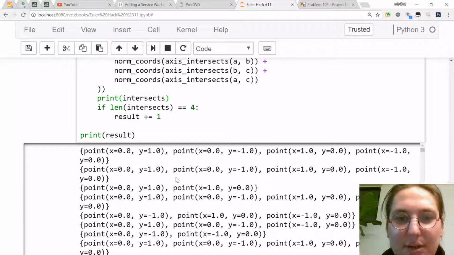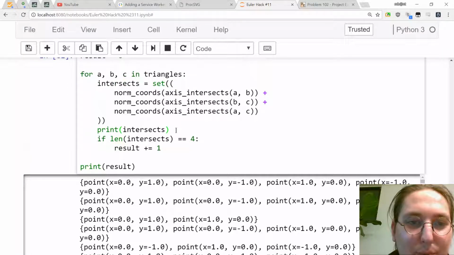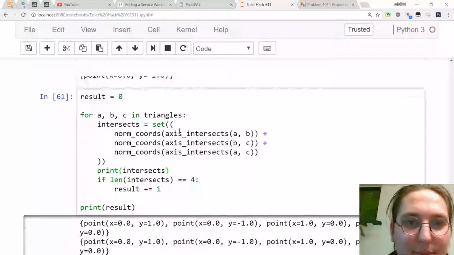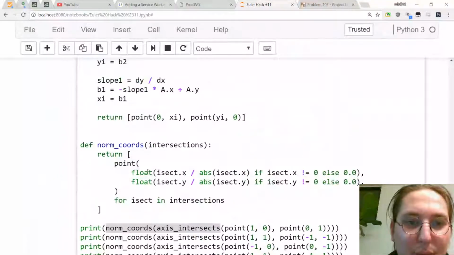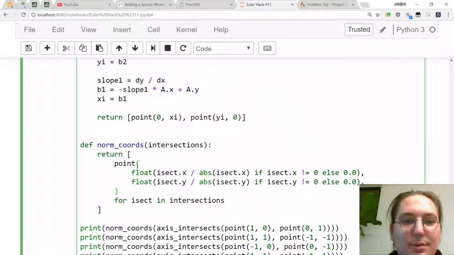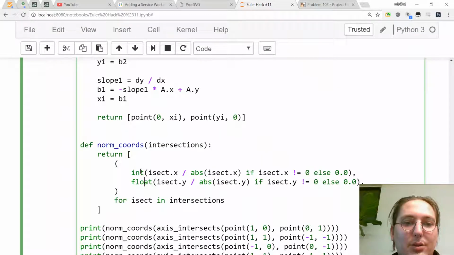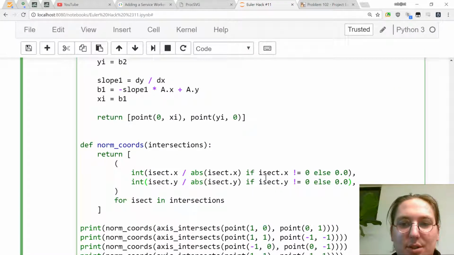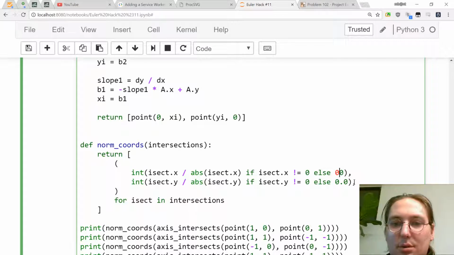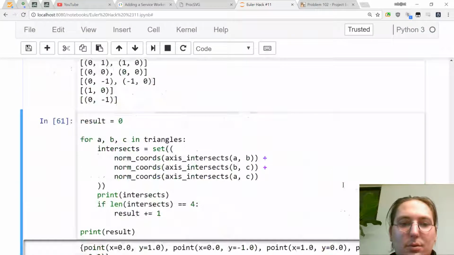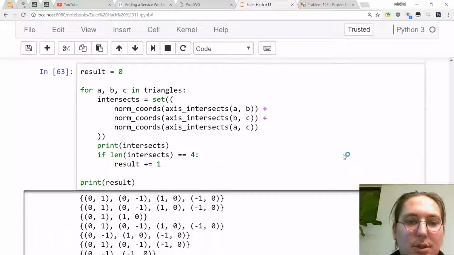It's not so pretty. How can I make this more pretty? I guess I don't have to make points out of them, do I? Actually, why am I doing this? I know that it's 1 or minus 1. I can normalize to integers instead of to floats. So this is less ugly.